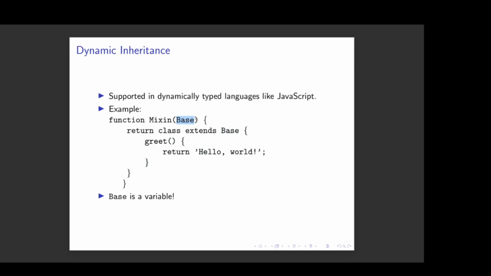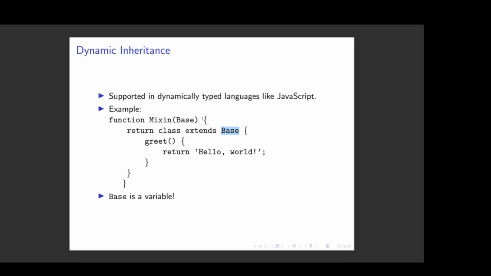And in fact, in JavaScript, at this position you can write an arbitrary expression. So you could have, for example, a function call that then returns a class, and that class is going to be the superclass of this new class. So essentially, we say that this is dynamic inheritance because the inheritance is going to be determined at runtime. It's not statically determined, but it will be determined at runtime.